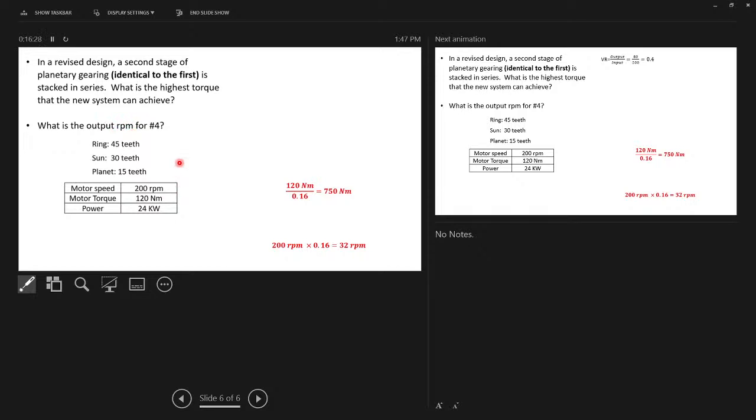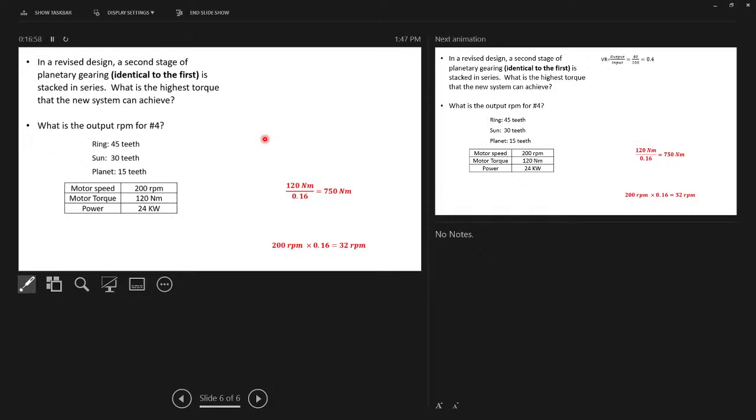Alrighty, so our system in question number 4. So we've got two questions here. So remember, they're identical. So that means the ratio between the sun and the planet is going to be the same. That means all the calculations are going to be the same. So if we're trying to get maximum torque, that means we need to go into the highest underdrive, or an underdrive for stage 1 and underdrive again for stage 2. And that's what's going to get us the highest torque we'll possibly get.